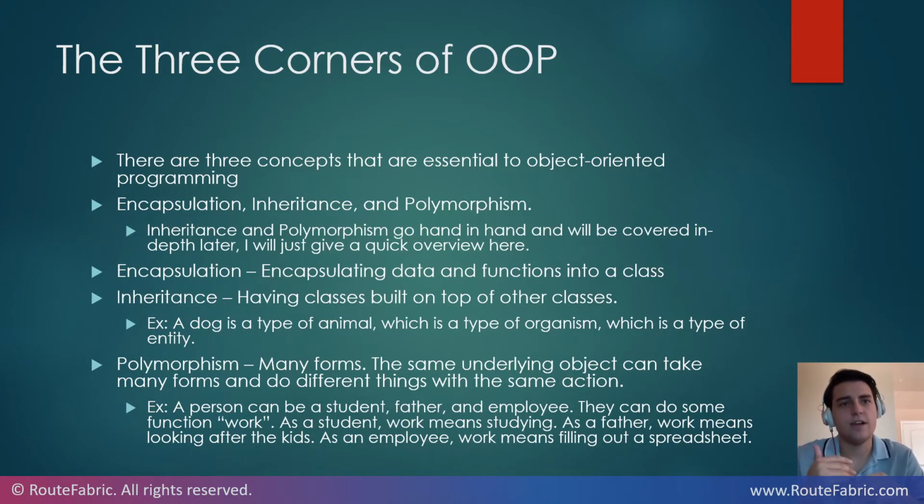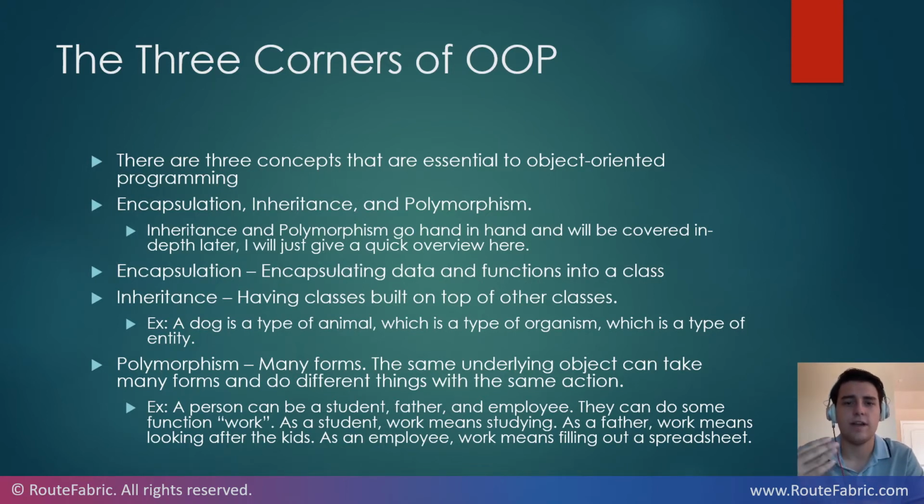All right, so inheritance refers to having classes built on top of other classes. In Java, we use this with the word extends. Like I said, we'll get into this more in depth later. Just a quick little example. You can say that a dog is a type of animal, and an animal is a type of organism, and an organism is a type of entity. So we can say, okay, class dog extends animal, which extends organism, which extends entity.